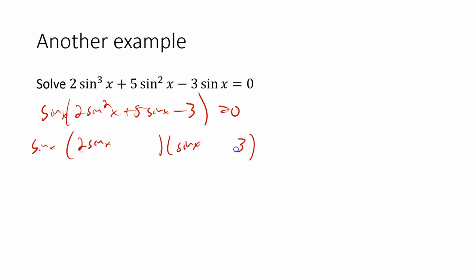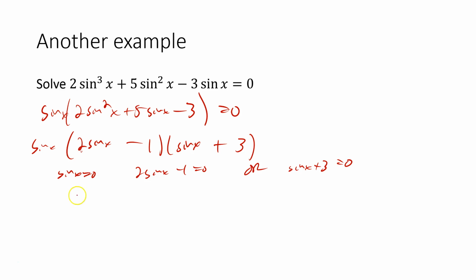Let's see here. I need the 3 here to make a 6 sine x, and a 1 here to make a sine x. And it looks like we're going to have positive 6 and then negative 1. That'll work. So I got 3 options. Sine could be 0, 2 sine x minus 1 could be 0, or sine x plus 3 equals 0.